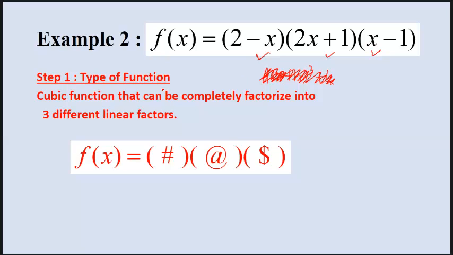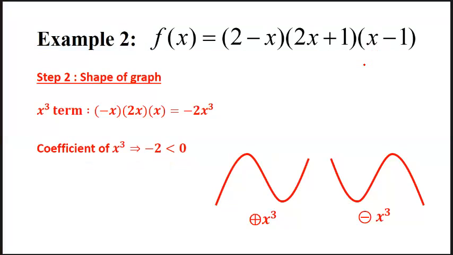Okay. Anyway, step 1 is done. We have identified that it can be completely factorized into 3 linear factors. Now we go to step 2. We want to identify the shape of the graph. So the shape of the graph that we have is that we're still referring to the coefficient for x cubed. And in the diagram here, you can see the shape of the graph for a positive coefficient for x cubed and a negative coefficient for x cubed.